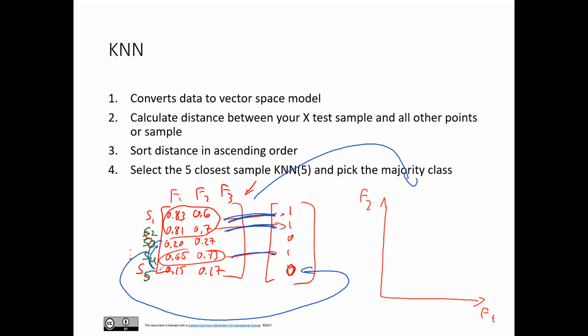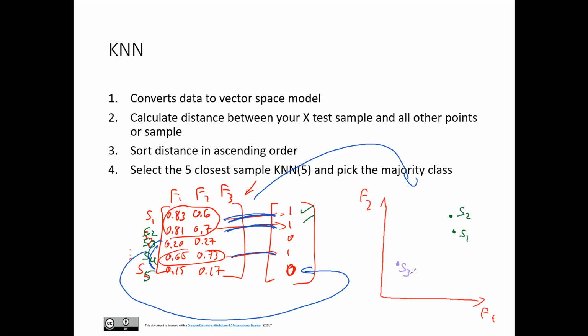Now we're going to plot S1. That's 0.83, 0.6. Comes to about here, let's say, S1. Then I'm going to plot S2. That's 0.81, also around there, to 0.7. So that's roughly like there. That's S2, and that corresponds to label 1. Now I'm going to do S3. S3 has a label 0, so I'm going to change colors for that. Now I look at those numbers. They're 0.20 and 0.27. Let's say about there.